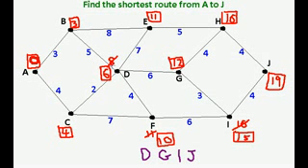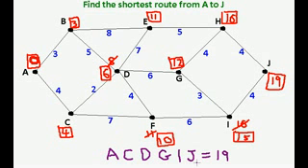6 take away 5 is not 3, but 6 take away 2 is 4, so I went C-D-G-I-J. And 4 take away 4 is 0, so that gets me back to A. So the route that I travel along, the shortest route, is A-C-D-G-I-J, and it has a value of 19.